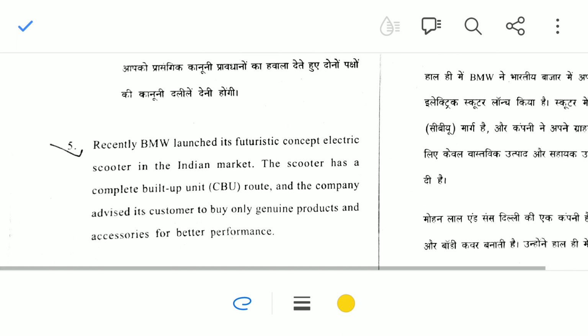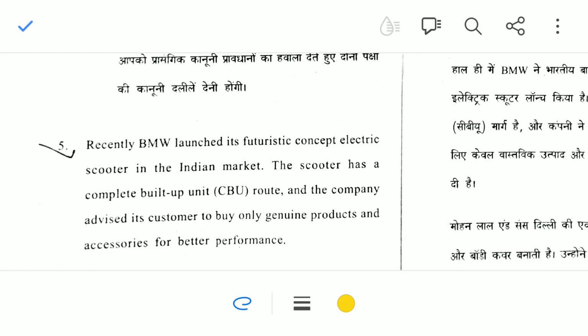Recently the BMW launched its futuristic concept electric scooter in Indian market. The scooter has a complete build up unit routes. The company advised its customer to buy only genuine product and accessories for the better performance.